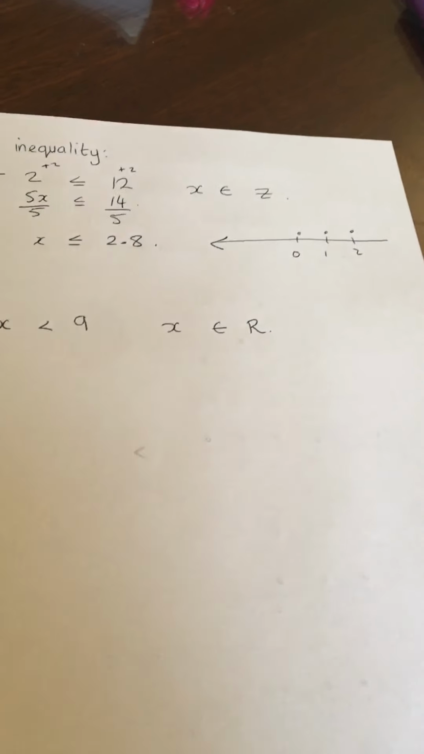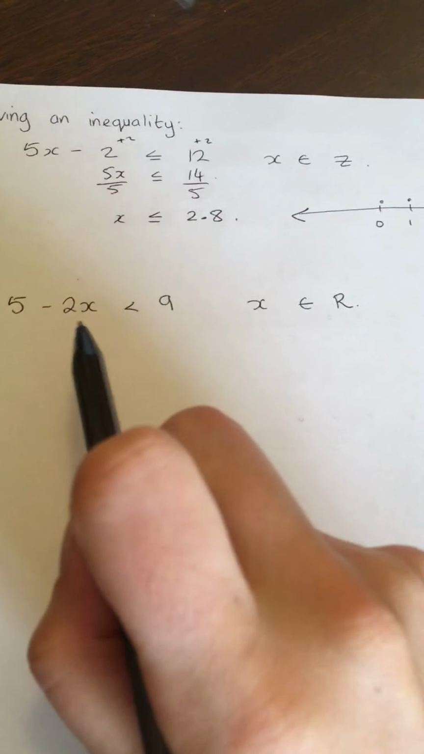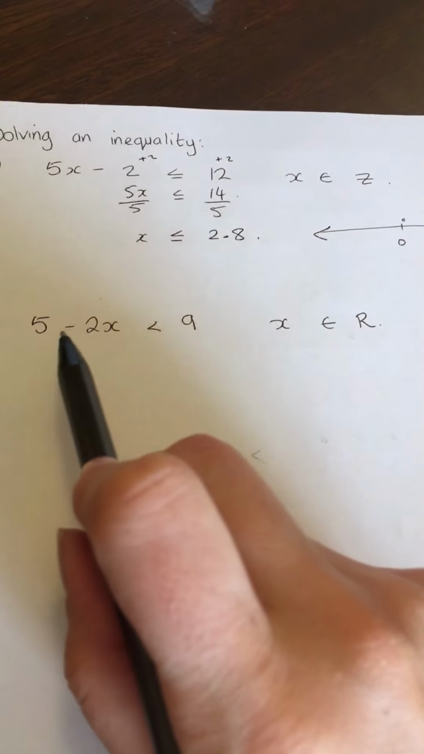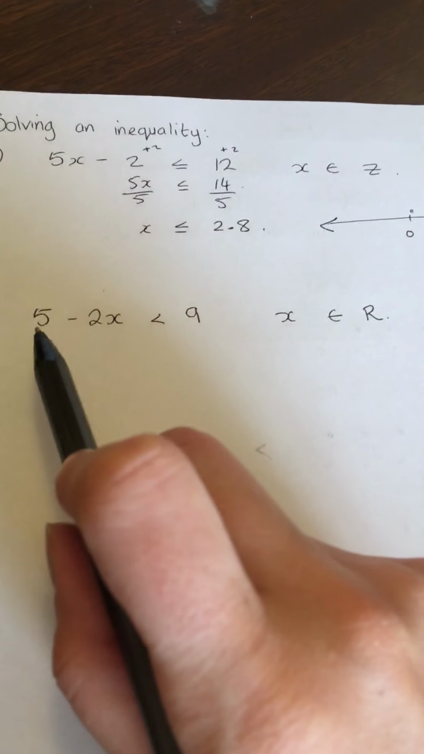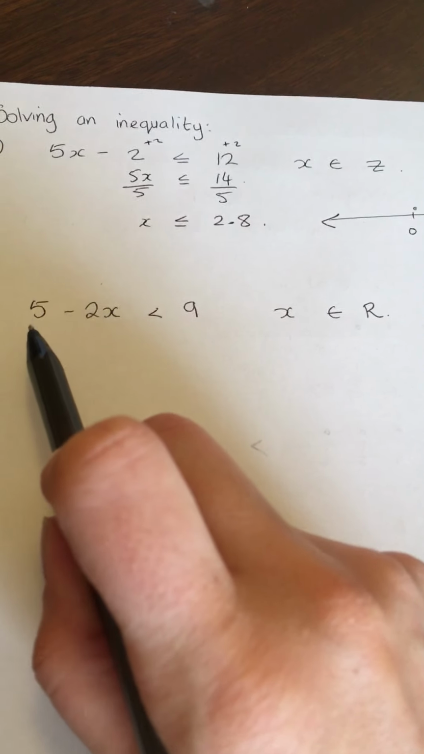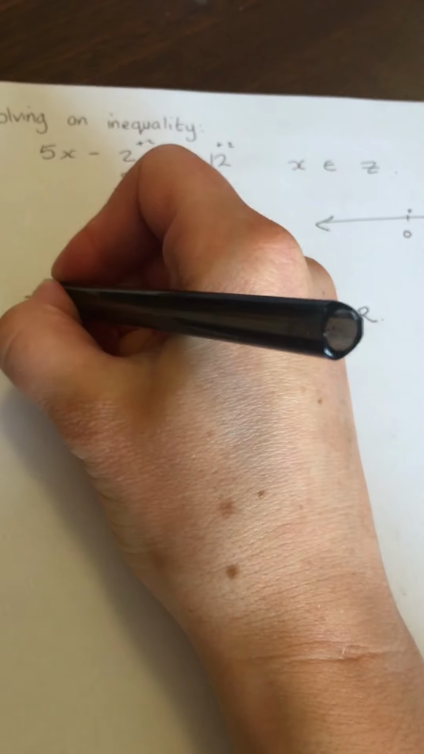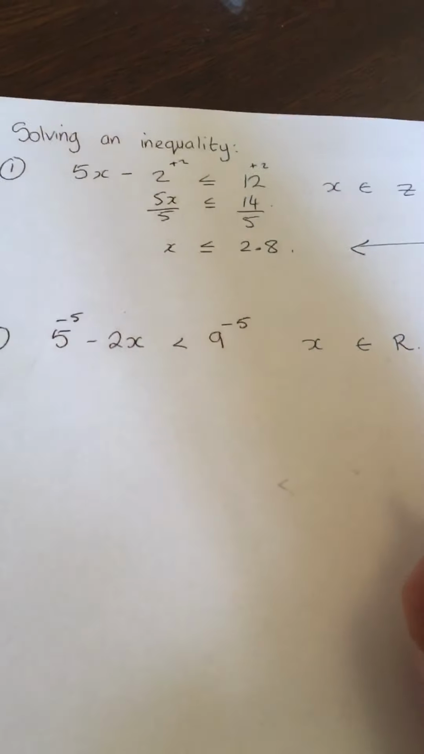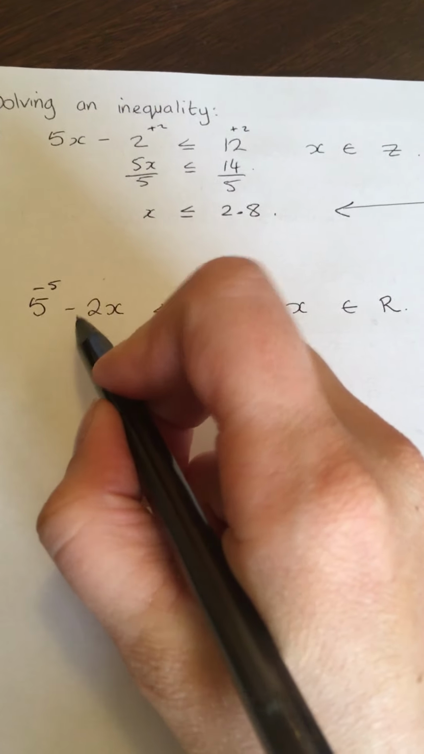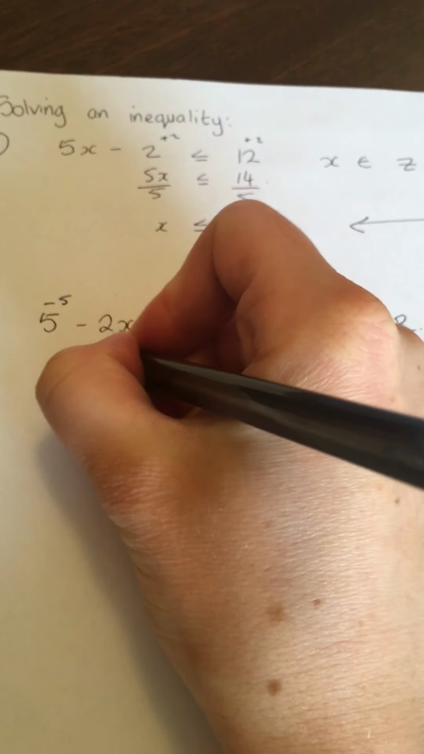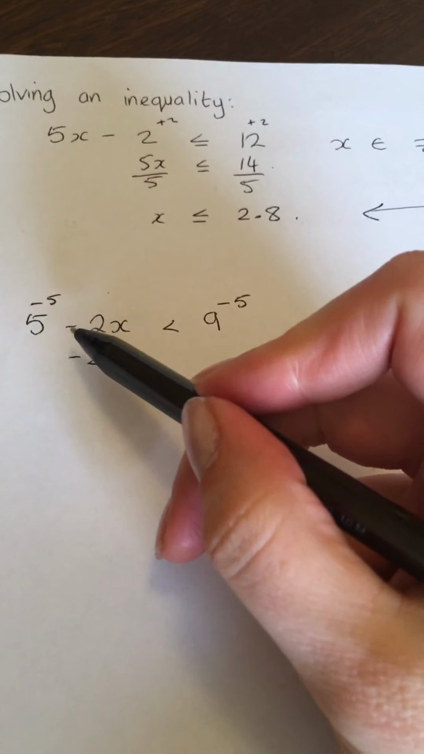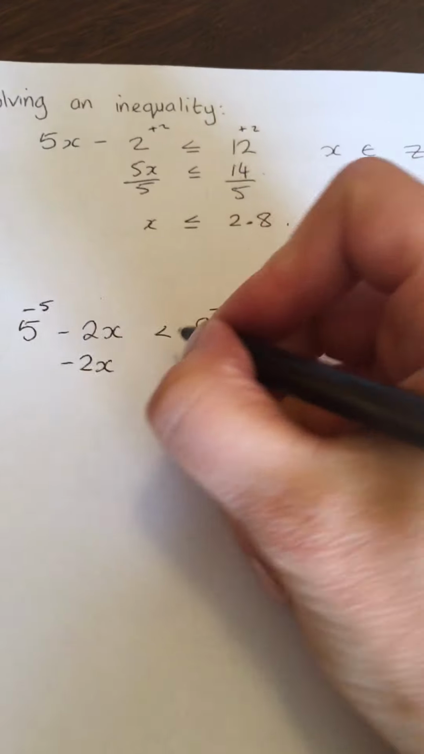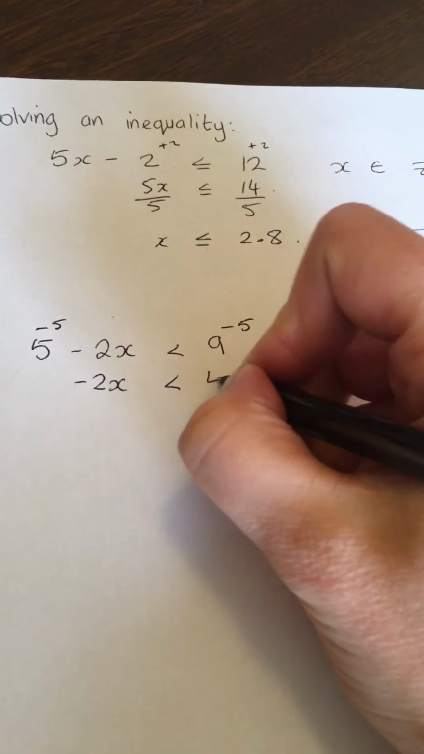Okay, right, and this one's even more important really. So if we start off as normal, we want to get x on its own, so we bring over the 5. So that's a positive 5, so when we bring it over, it becomes -5. Okay, and be careful now, on the left hand side, we're left with -2x. Don't forget to bring down the minus in front of the 2x. Is less than 9 minus 5 is 4.